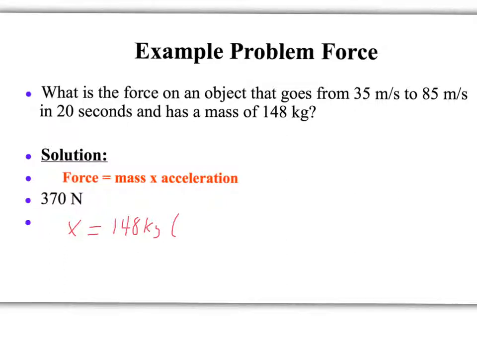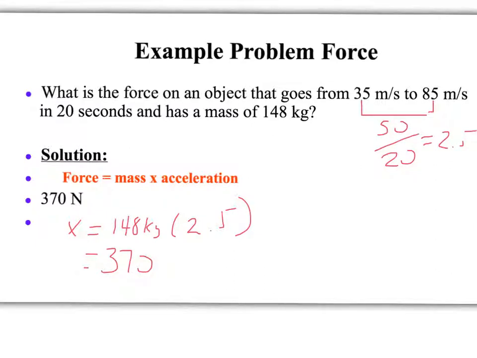And for our acceleration, the first thing we need to do is look at 85 and 35. Now, our object goes from 35 meters per second to 85 meters per second. That's a change of 50 meters per second. And if we remember, speed equals our distance divided by time. So if we take our 50 and divide that by 20, that's going to give us 2.5. So we were going 2.5 meters per second for our acceleration. When we multiply our 2.5 meters per second times our 148 kilograms, we would get 370 kilograms per meters per second, or 370 newtons as our answer.